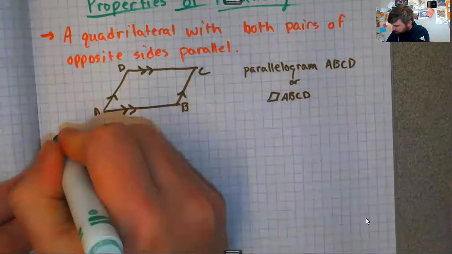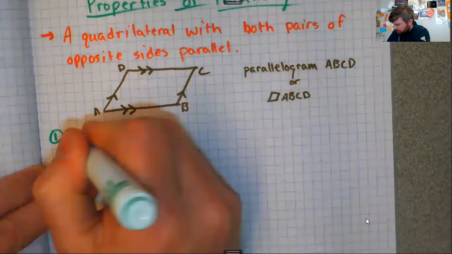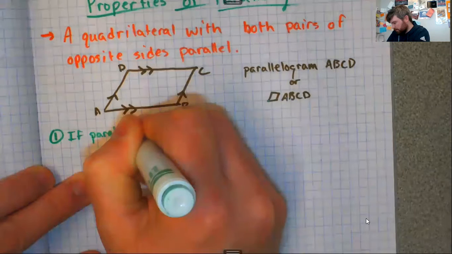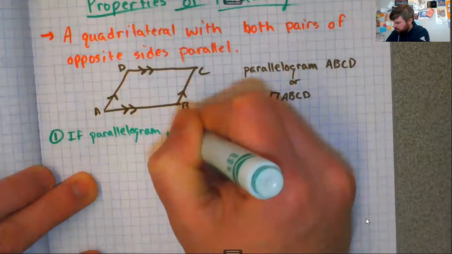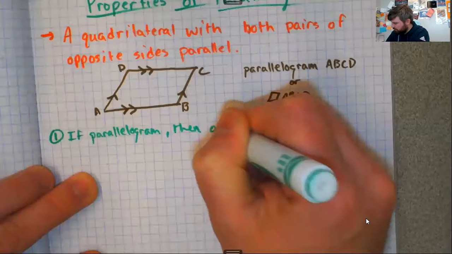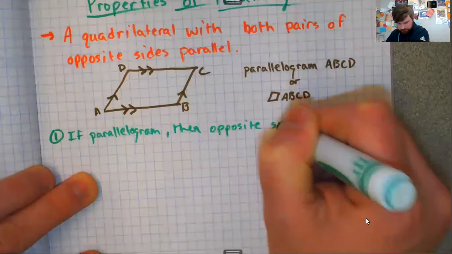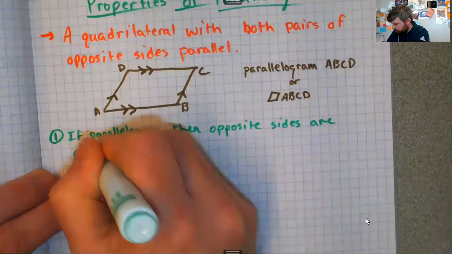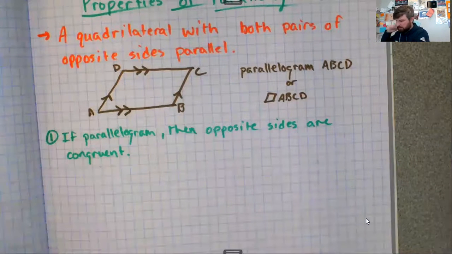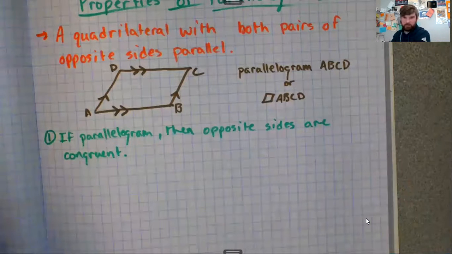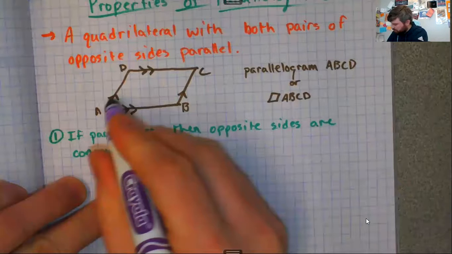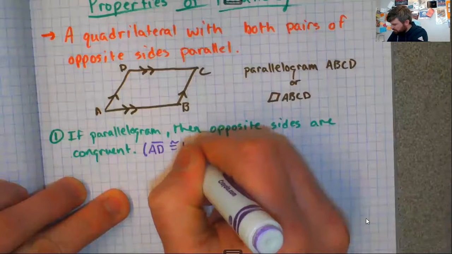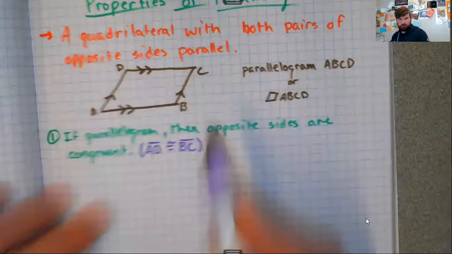So property number 1, if you have a parallelogram, then opposite sides are congruent. Okay. Specifically in this one, your opposite sides are congruent. So segment AD will be congruent to segment BC. And then you could say DC and AB are congruent.